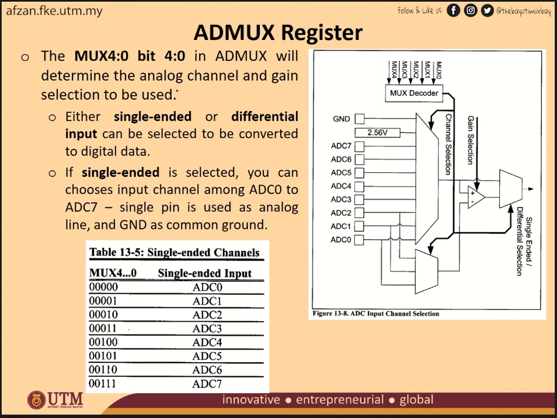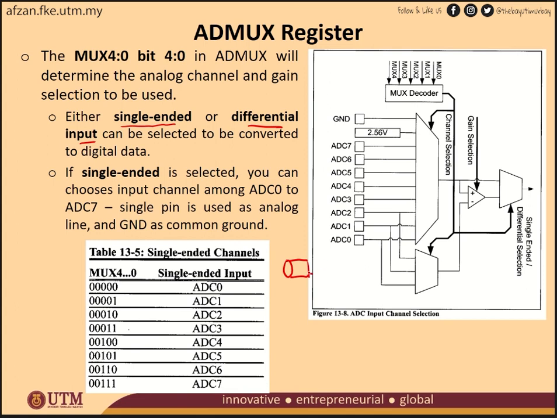You have two types of analog channel. One is single-ended, the other one is differential input. If single-ended is selected, you can choose an input channel among ADC0 to ADC7, where a single pin is used as an analog line and ground as a common ground. Let's say this is your sensor.